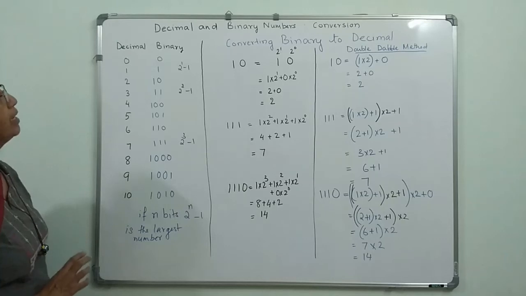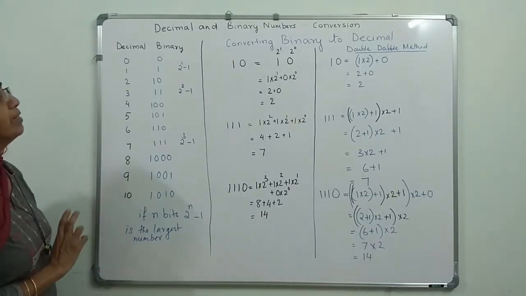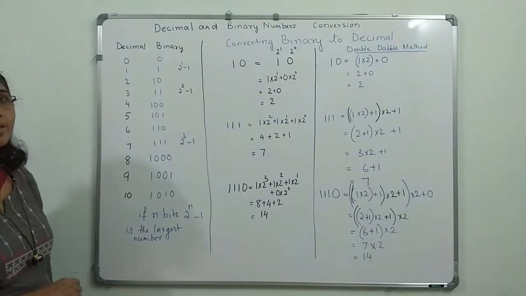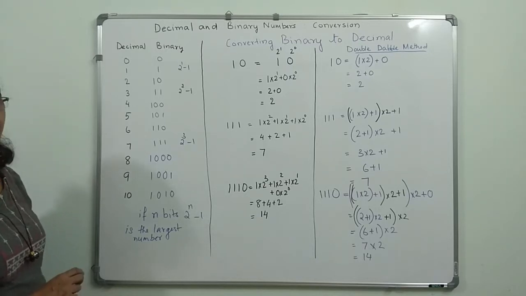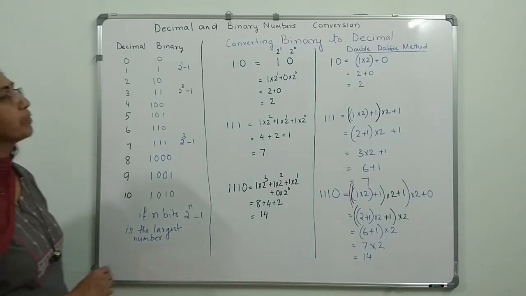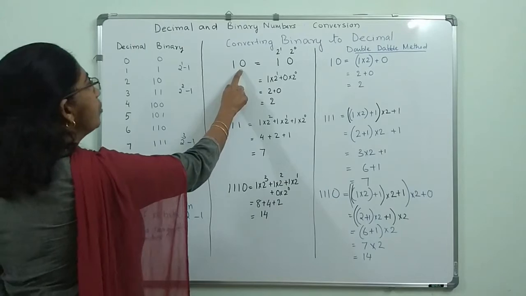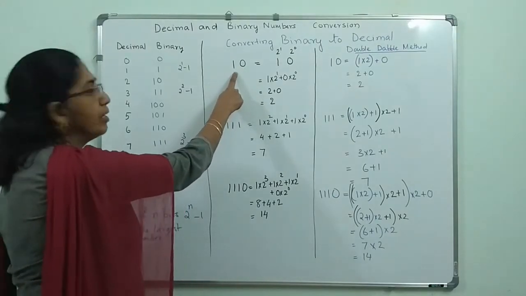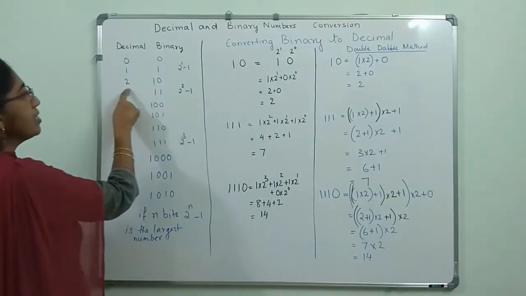So you have got some idea about binary and decimal numbers. Now let us see how to convert a binary number to a decimal number. Let us take the simplest case. What is this number? It is number 2. You can see here it is number 2.